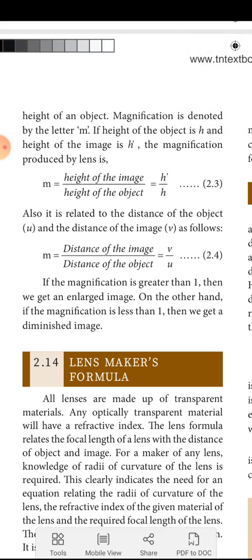So the magnification is also related to the distance of the image and the distance of the object. M is equal to v by u. If the magnification is greater than 1, then we get an enlarged image. If the magnification is less than 1, we get a diminished image.